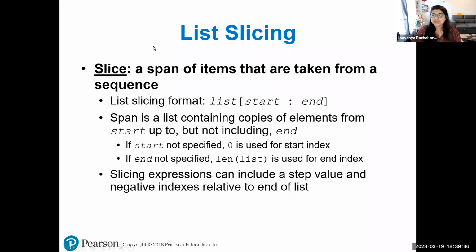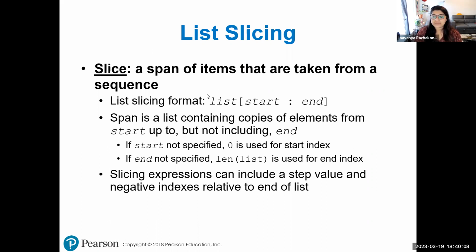Okay, now let's talk about list slicing. Slicing is basically just an English term. I'm sure you already know the meaning of the word slice. It's basically just taking a piece of an existing list. In this case, a span of items that are taken from a sequence is called a slice.